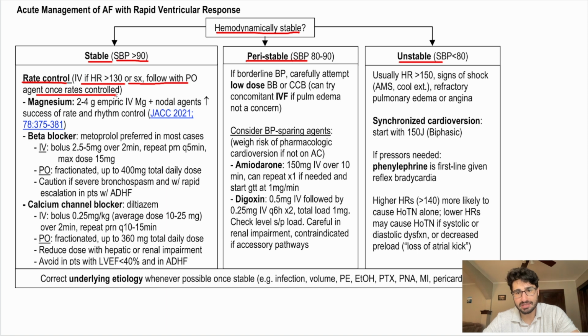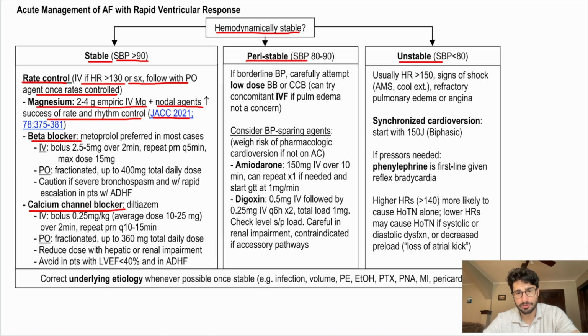patients. Magnesium sulfate is recommended as a first-line adjunct, typically 2 to 4 grams IV empirically, as it may increase the success of both rate and rhythm control. A 2021 JACC study supports the use of IV magnesium in atrial fibrillation management. The main pharmacologic agents for rate control are beta blockers and non-dihydropyridine calcium channel blockers.